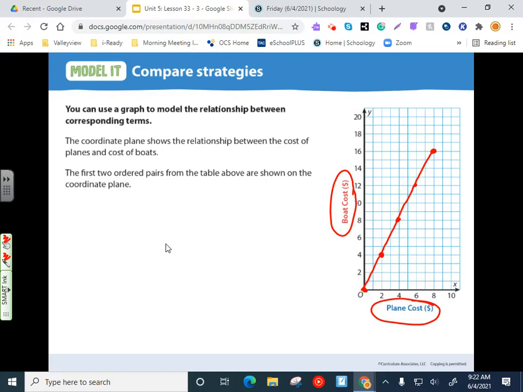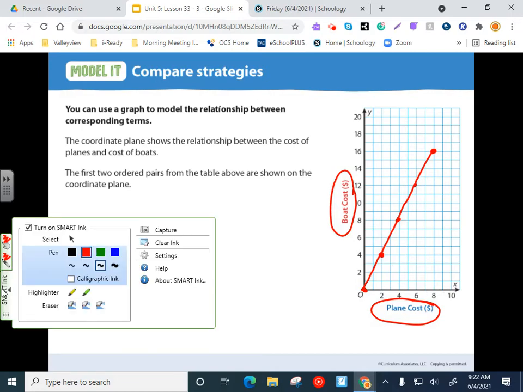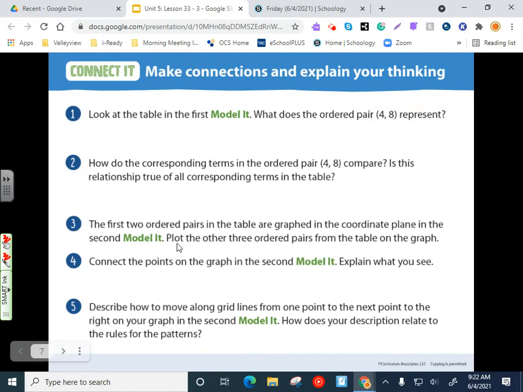So it's a combination of both. We'll come back to this in a second. We can glance back at it when we answer these questions on page 693. Okay, look at the table in the first model. What does the ordered pair 4, 8 represent?